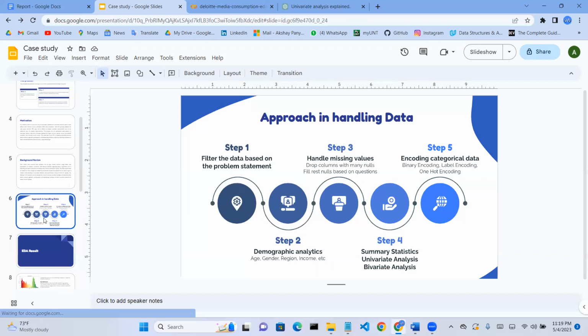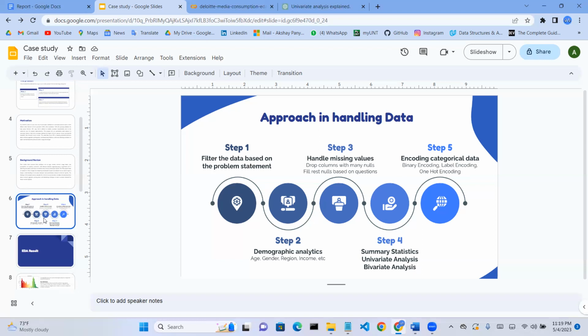And how I'm going to do it: step one, filtering the data based on the problem statement. My problem statement is, are customers willing to pay based on gender, region, income, etc.? Step two is the demographic analysis of age, gender, region, income, etc. Then we have to handle different types of data in different ways, like adding values to null values or many other ways. So step three is handling missing values, and step four is summary statistics.